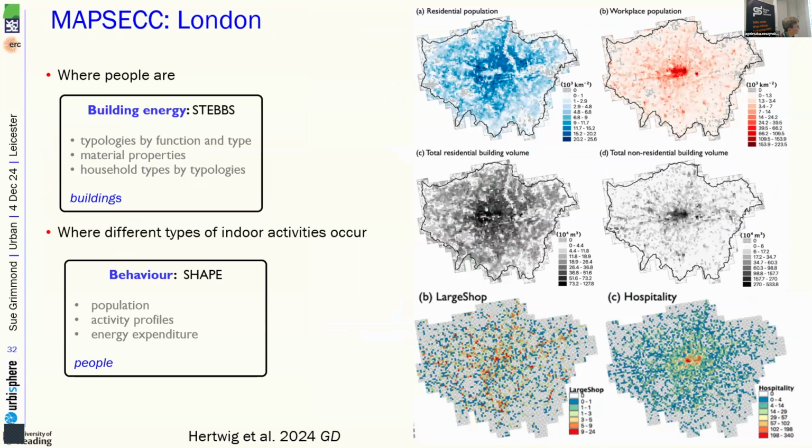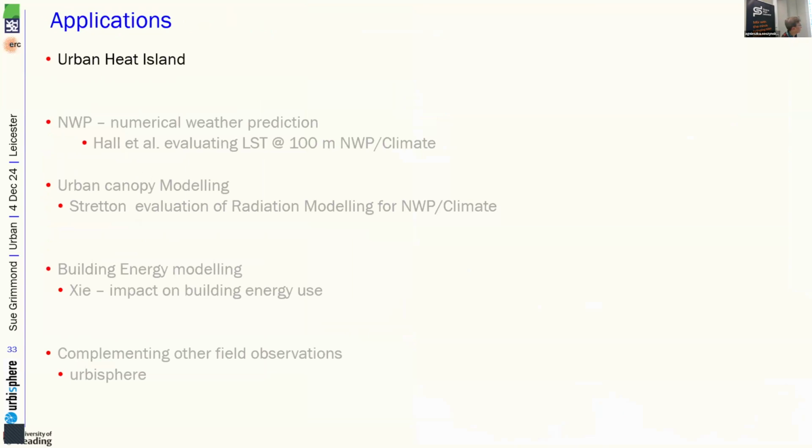So we end up with these really mixed patterns of residential population, workplace population, thinking about where certain types of activities are, where is hospitality, where are the restaurants, where is that cooking going on, things like that. Where are the large shops? Those are areas that people go to, and all of those are going to have different signatures that we need to consider. So I want to turn now to thinking about application.